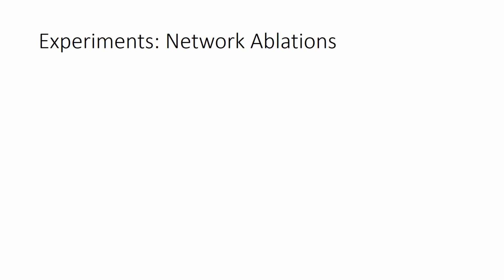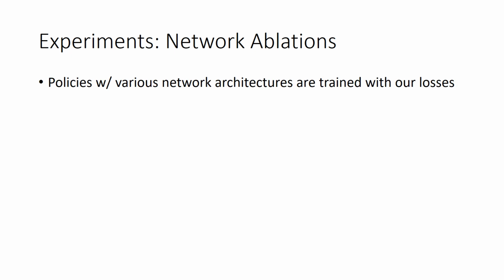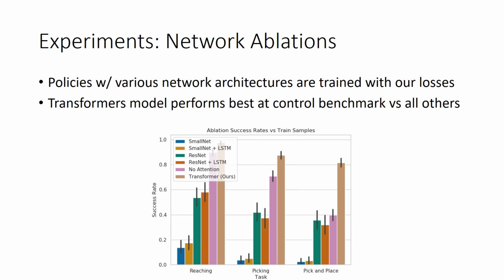We now seek to understand if the transformers architecture improved test time performance. Various neural network policy architectures, including a version of our network without attention, are compared. Note that the transformers architecture performs best compared to all other choices.